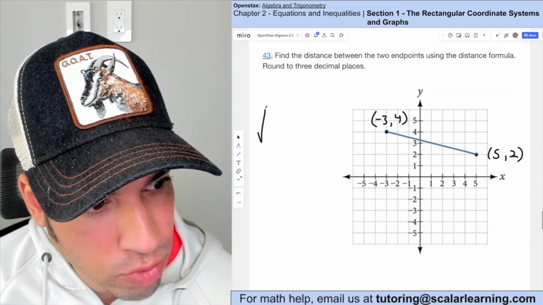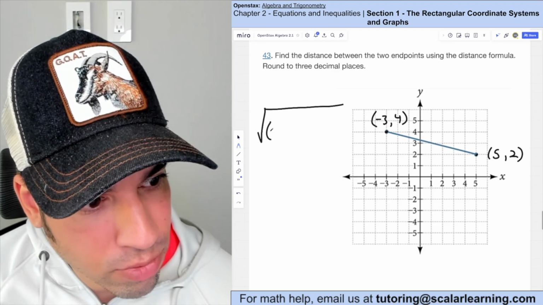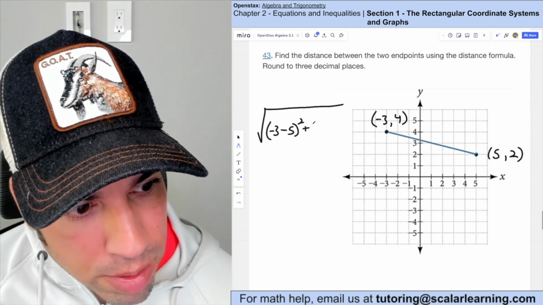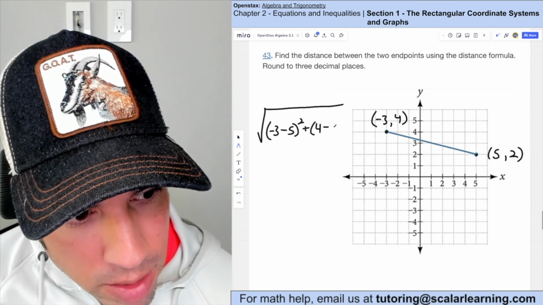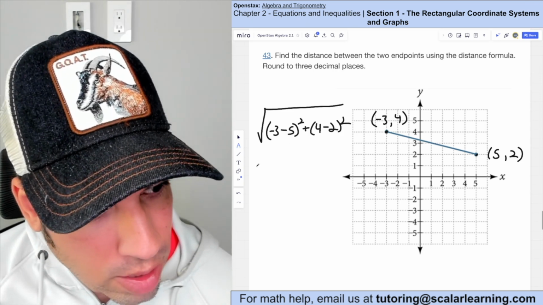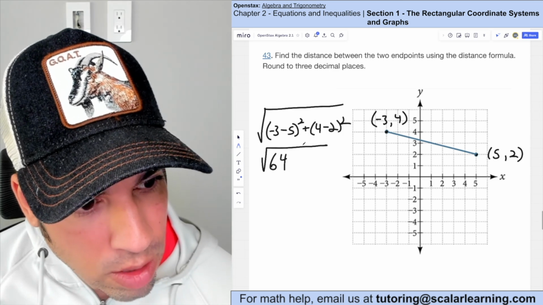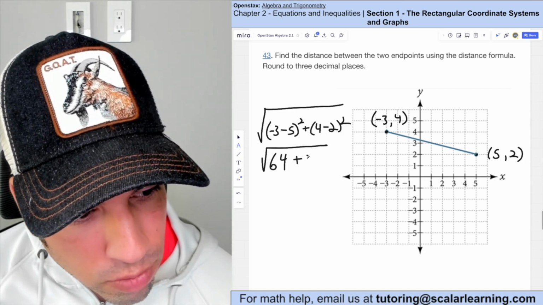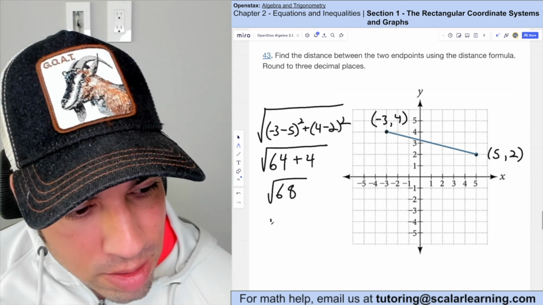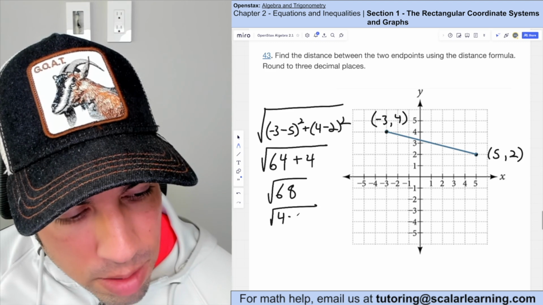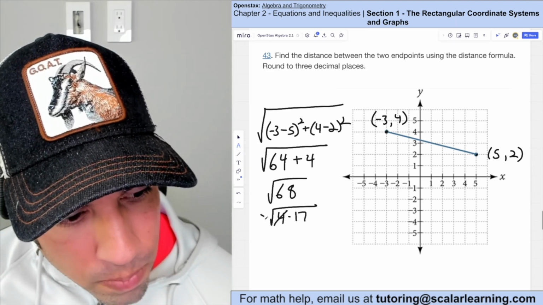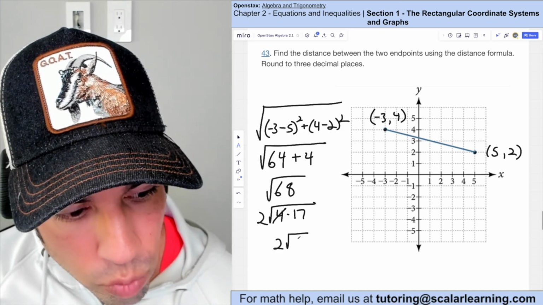So now I use my distance formula. We take the difference of the x values, (-3 minus 5) squared, plus the difference of the y values, (4 minus 2) squared. So -3 minus 5 is -8. 8 squared is 64. And then 4 minus 2 is 2 squared, which is 4. 64 plus 4 is 68. And we can simplify that because 68 is 4 times 17. The square root of 4 is a nice perfect 2. So this gives me a simplified answer of 2 radical 17.